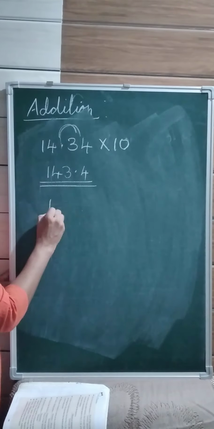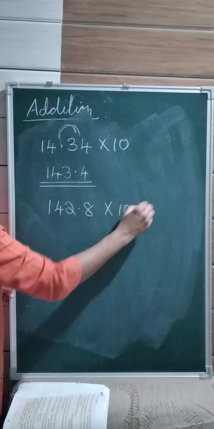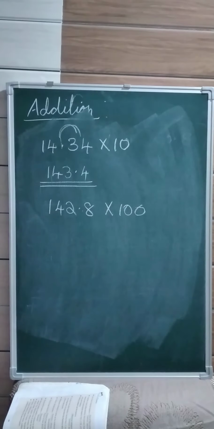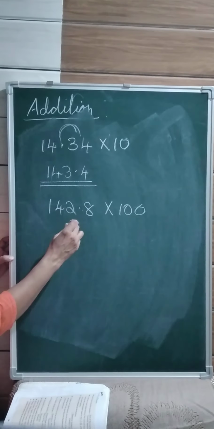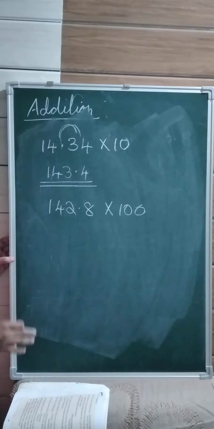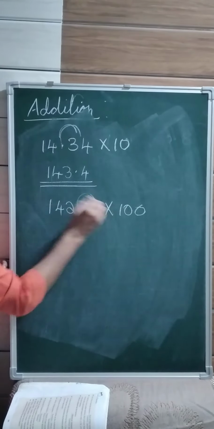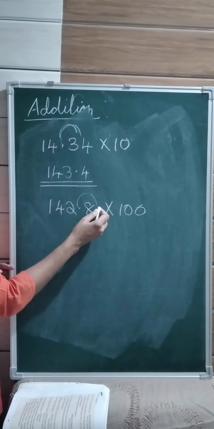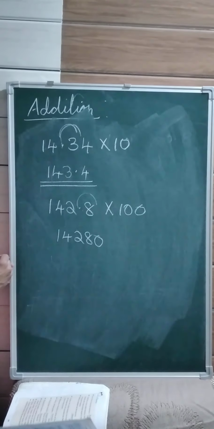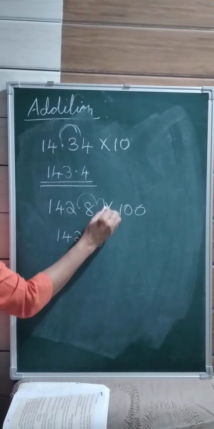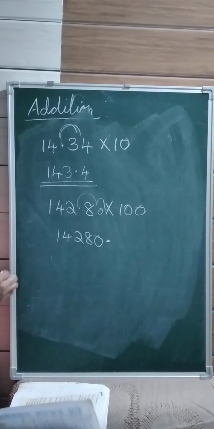Now see, 142.8 into 100. See, how many zeros are there? 2 zeros are there. So 2 places we have to jump. 2 places we have to move forward. So 1 place, okay. For the next place there is no number, so you can put 0 here. Okay, 1 place here. For the next place we can put 0. Okay, after that you can put the decimal.